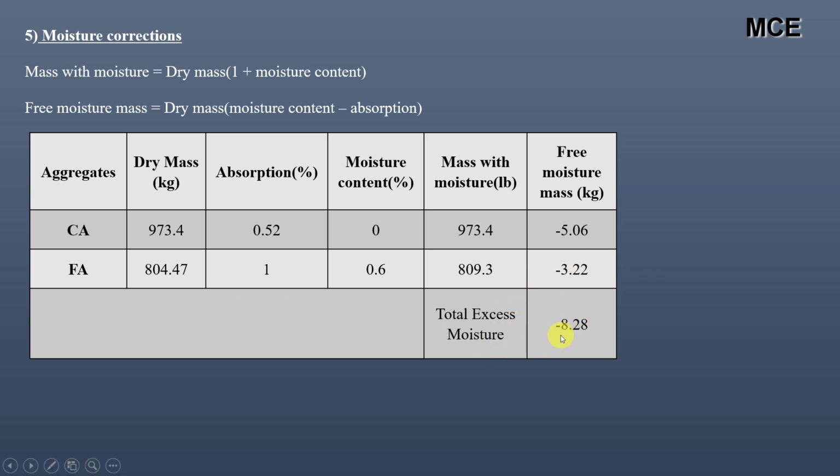So total excess moisture which we have to add to our concrete is 8.28. If it was a plus sign, then we would have to reduce this much water from our water, because aggregates were providing this much water. But since it is negative, it means we have to add this to the total water required. Total water required is 190 kg per cubic meter. We have to add this much. This is 8.28. So total water required is 198.28 kg.